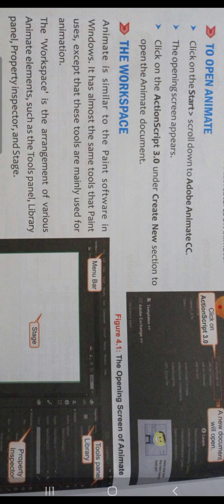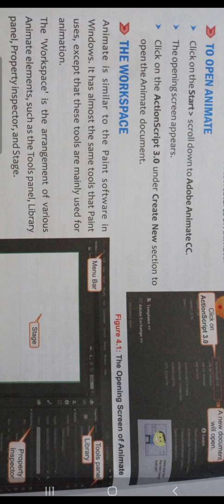It is very easy to open Animate. You just click on the Start, scroll down to Adobe Animate CC. The opening screen appears. Click on the ActionScript 3.0 and Create New section to open the Animate document. The workspace.